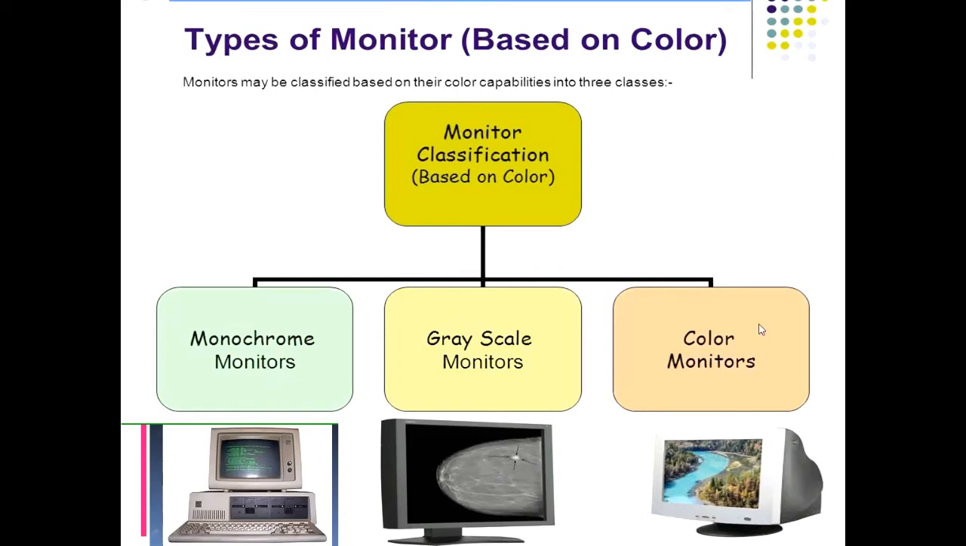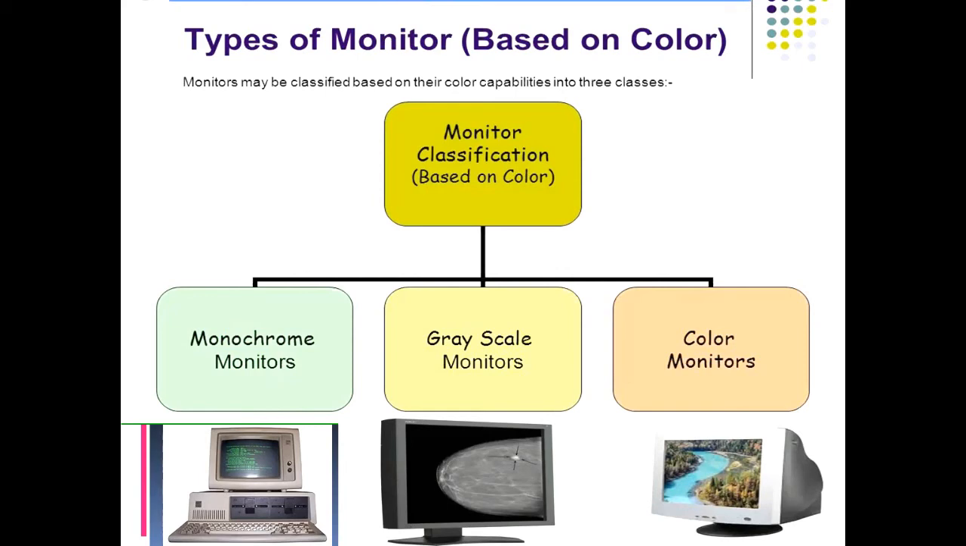Third one is the color monitor. What is a color monitor? A display monitor capable of displaying many colors, in contrast to the monochrome monitor, which can display only two colors, one for the background and one for the foreground. Color monitors implement RGB colors.